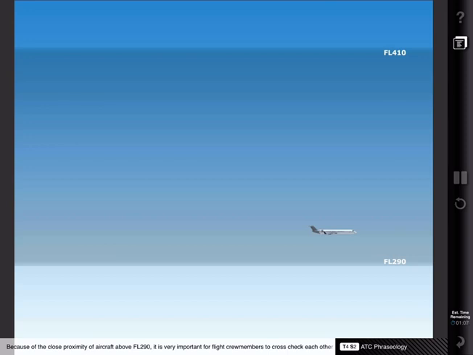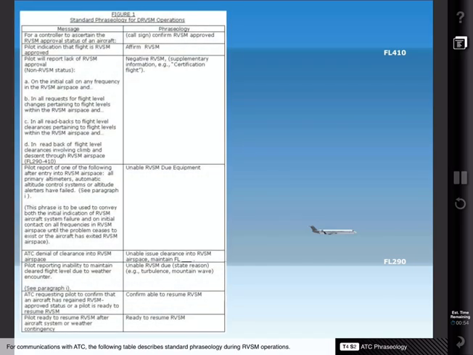Because of the close proximity of aircraft above flight level 290, it is very important for flight crew members to cross-check each other and to ensure that ATC clearances are promptly and correctly complied with. For communications with ATC, the following table describes standard phraseology during RVSM operations. It is important for pilots to report a lack of RVSM approval along with supplementary information during initial call-up and during any transmission related to a flight level change or clearance.